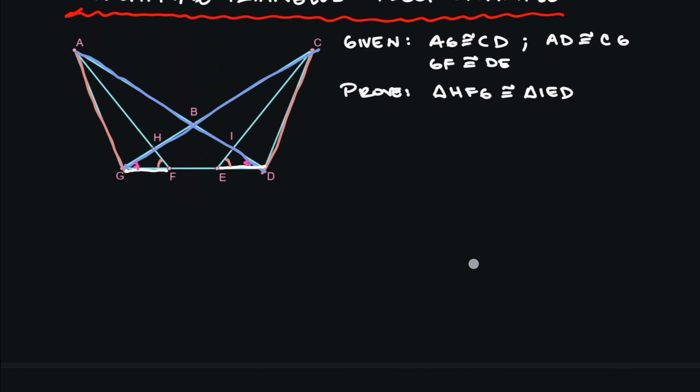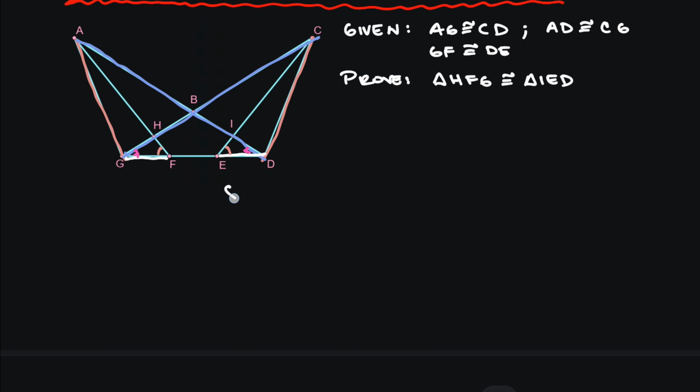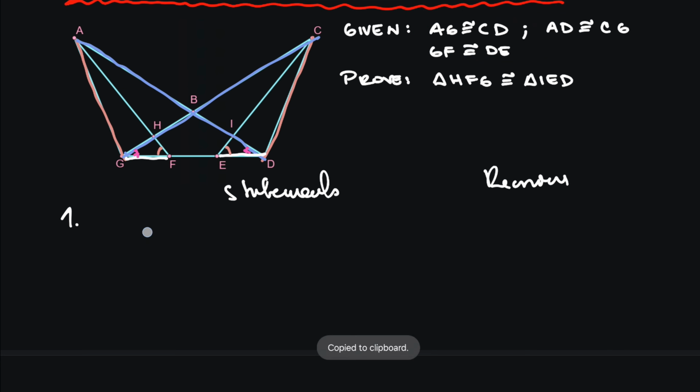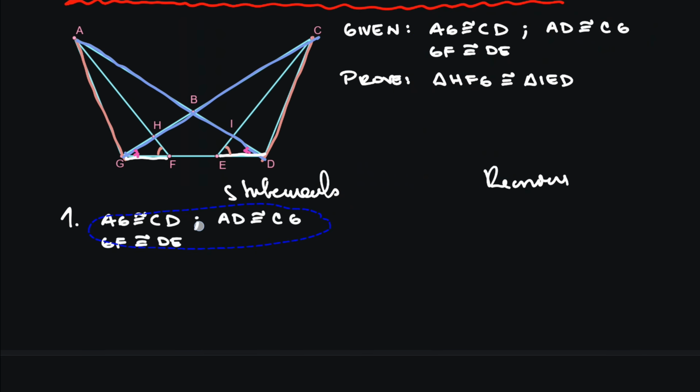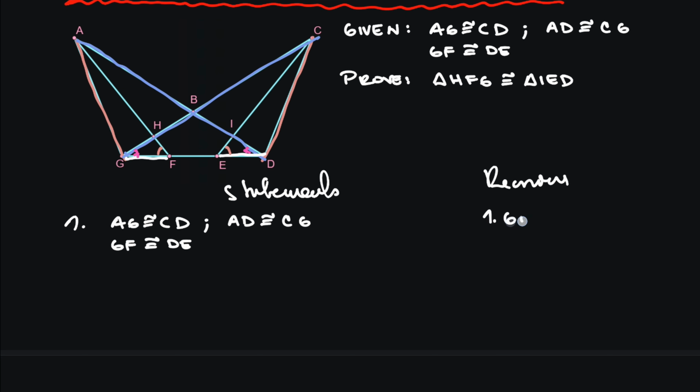All right, so let's start. We have statements, and we have reasons, right? Our first statement is going to be the given. I'm just going to copy it, so we don't have to rewrite it. You kind of have to if you're doing it with a pen, so there's no other option, right? So our first statement is our given. Given.